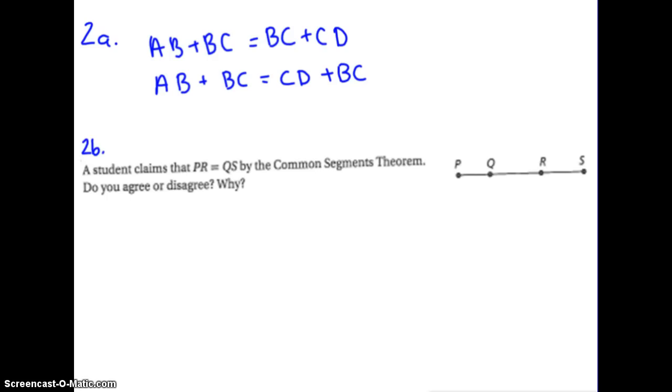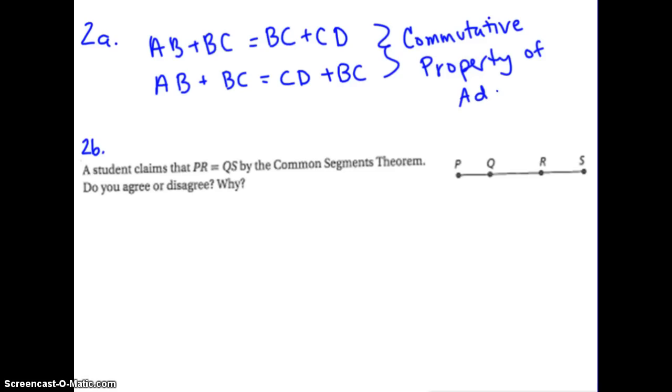Alright, and it says explain why the right side of the equation is equivalent to the right side of the equation in the proof. Okay, well we can switch these back and forth, and that is a certain property, okay? And that is the commutative property. The commutative property of addition. You should use your property table as a reference for that.